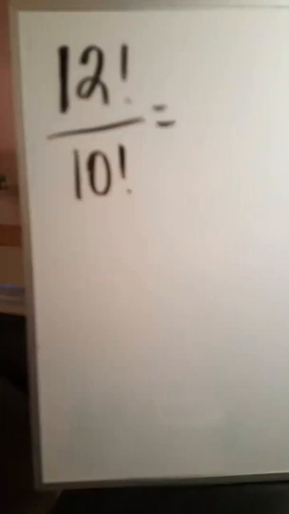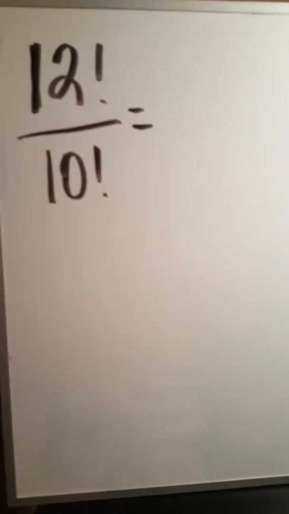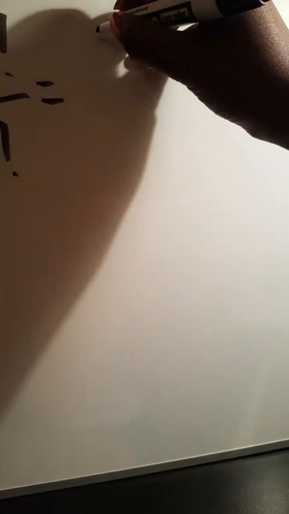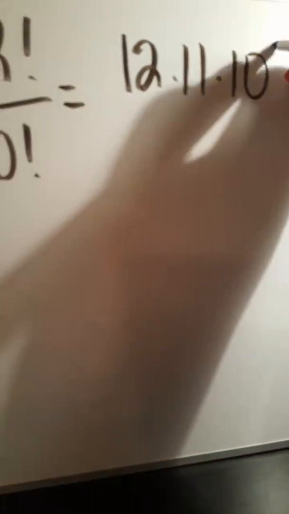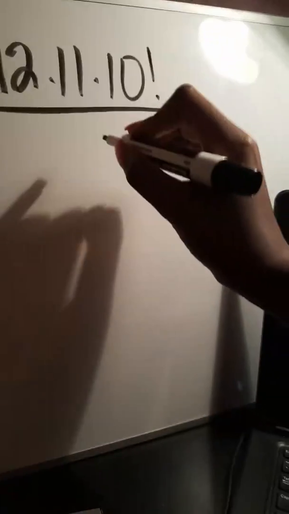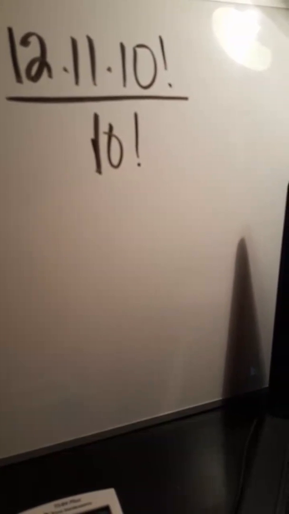So in this case, the simple way to do 12 factorial over 10 factorial: the largest number they have in common is going to be 10 factorial. So we can write the numerator as 12 times 11 times 10 factorial over 10 factorial. Because remember, 10 factorial is 10 times 9 times 8 times 7 times 6 times 5 times 4 times 3 times 2 times 1 anyway for both. So these cancel out to be 1 and 1.